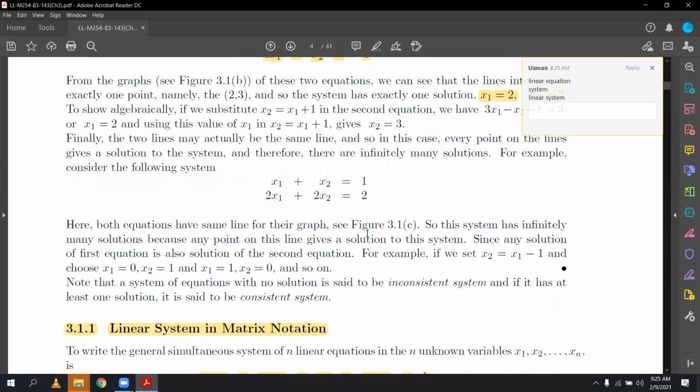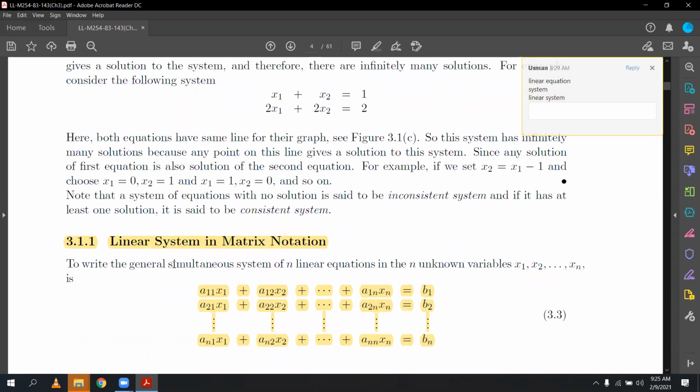Right, this is what we have for these cases. So now we are guaranteed that a simultaneous system may have one solution, may have no solution, or may have infinitely many solutions, but we are always interested in the unique solution. How? I will tell you later on.